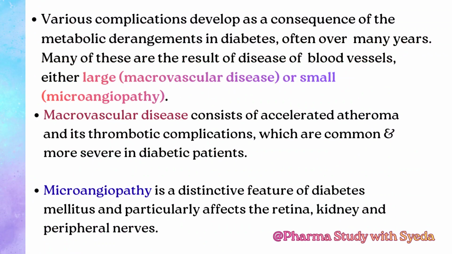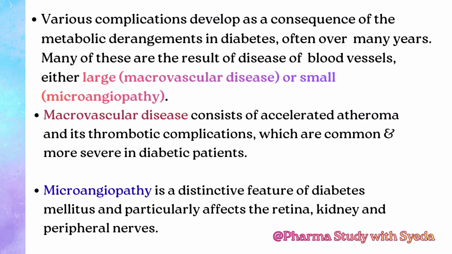In diabetes, various complications develop as a result of long-term metabolic disturbances, often over many years. Many of these complications are due to damage to blood vessels. This damage can affect large blood vessels, called macrovascular disease, or small blood vessels, known as microangiopathy. Macrovascular disease involves accelerated formation of atheroma, leading to narrowing of arteries and increased risk of thrombotic complications. As a result, people with diabetes are more prone to heart attacks, strokes, and peripheral vascular disease, and these conditions are often more severe than in non-diabetic individuals.